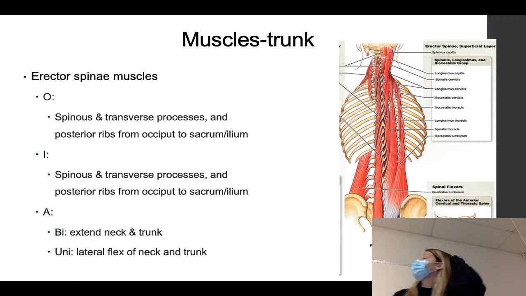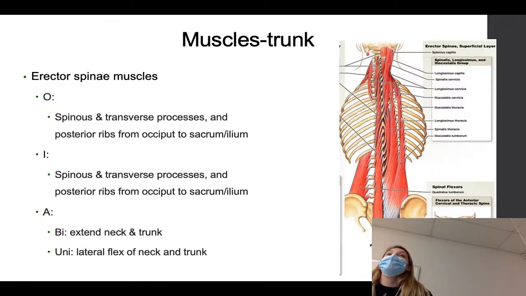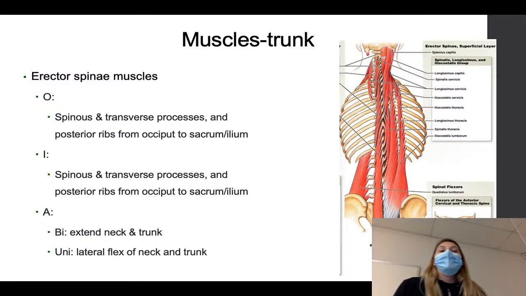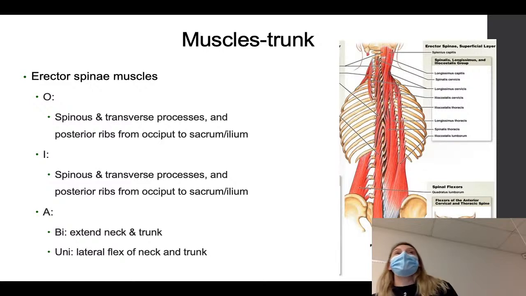This is the muscle you're most likely going to feel if you touch your back and feel tightness. I call them pencils because when they're really tight, they feel like pencils. Bilaterally, they're going to extend both the neck and trunk. Erect means straight up. So to stand erect, you need the erector spinae. They're going to extend that neck and trunk. Unilaterally, so one side versus the other, they're going to do lateral flexion, that's side bending.